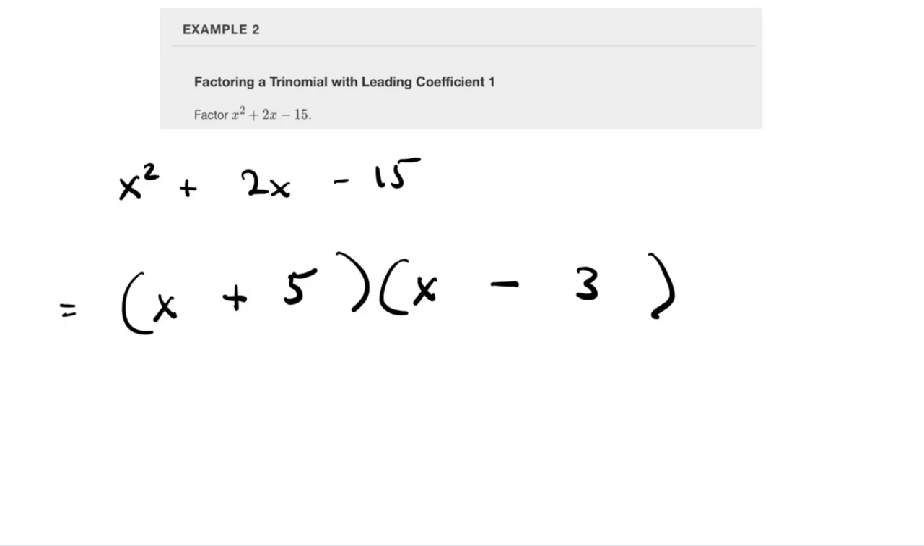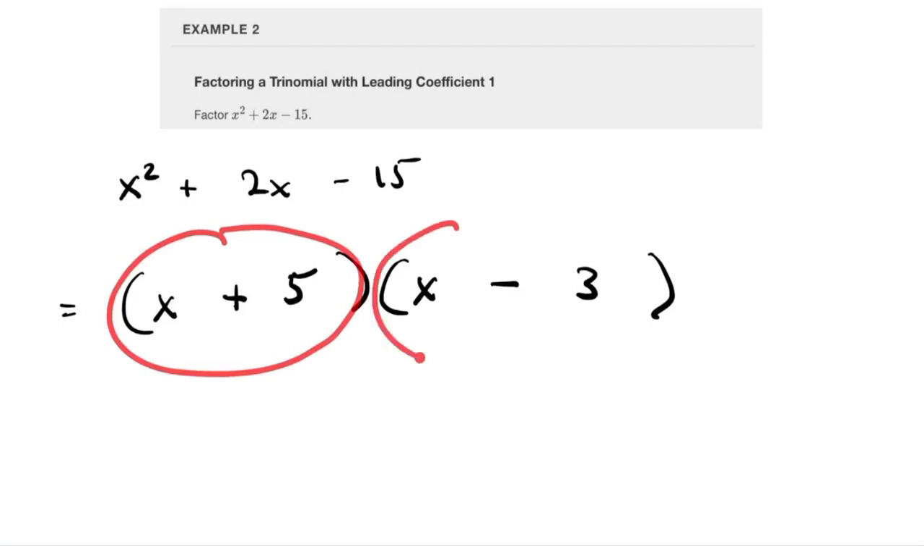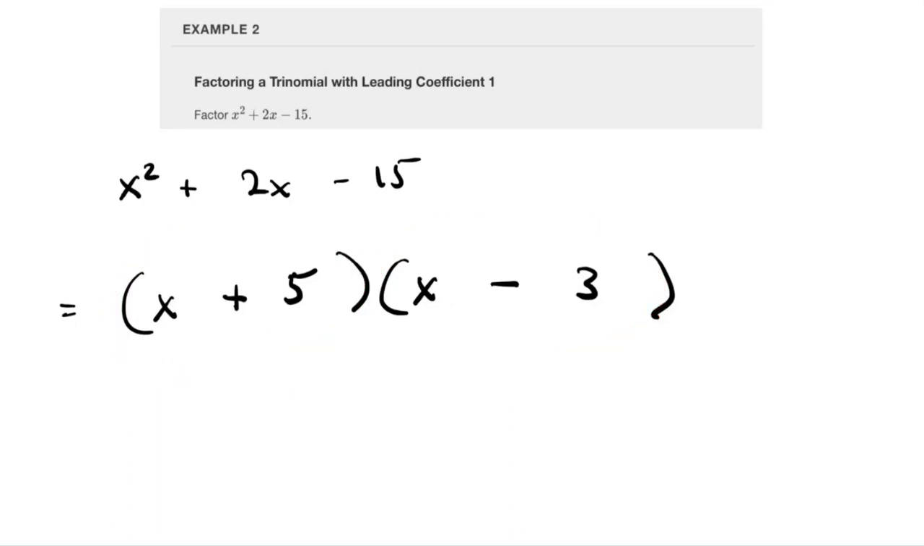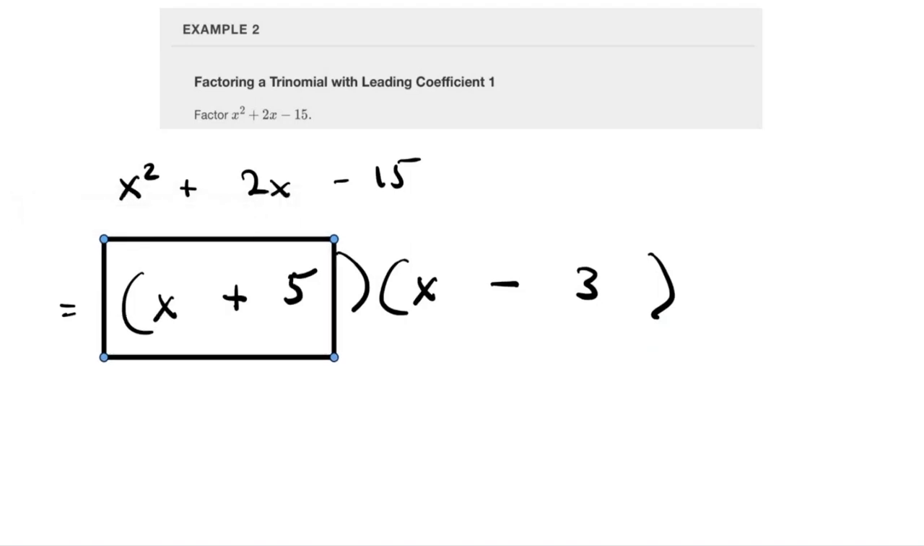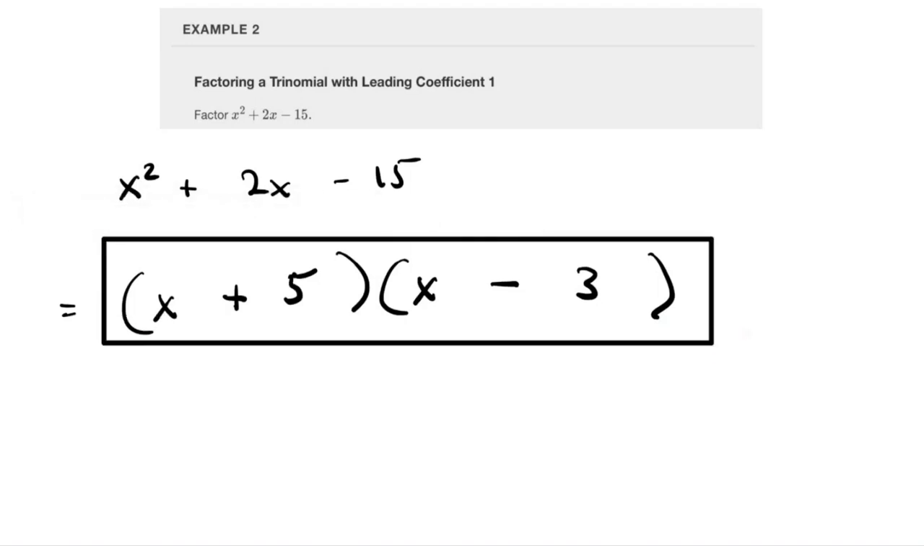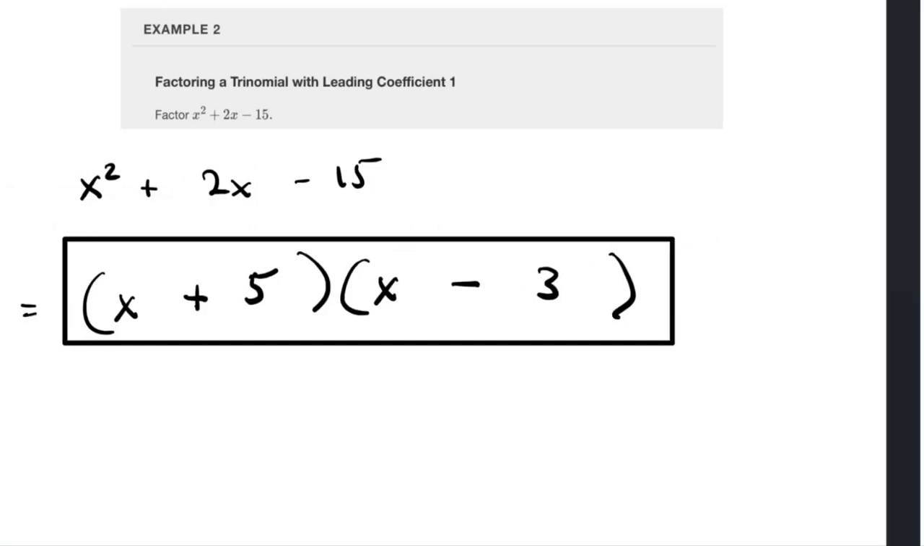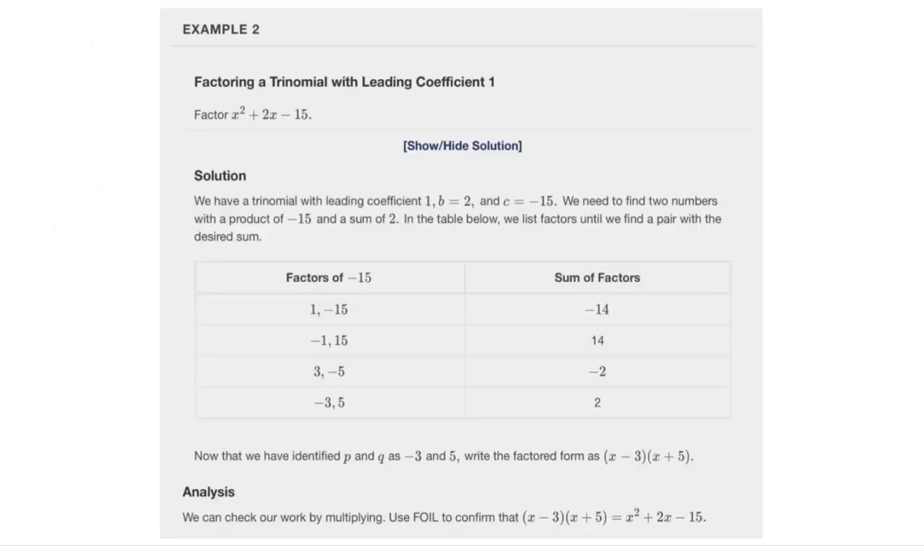Now, you know you're in completely factored form when you have something times something else, right? Right here. We have something times something else. So that means we're in factored form. Okay? All right, so this is the result we got. I'm just going to put this in a box. And again, you can check if you FOIL out, you should get back to the original. So we got x plus 5 times x minus 3, and you see it there.